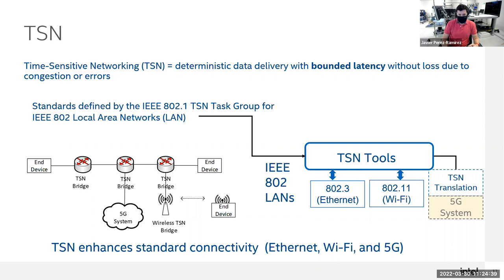And as I mentioned before, this task group has developed a bunch of different standards to serve this purpose. So what you have here at the bottom is a typical TSN network. The TSN network is typically formed by N devices, and you can think talker and listener. And then you have an infrastructure, the TSN bridges, that make sure that the packets go through the network and arrive on time.